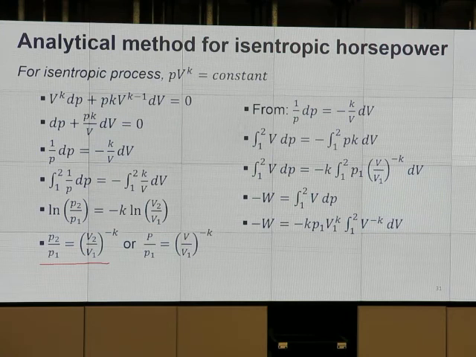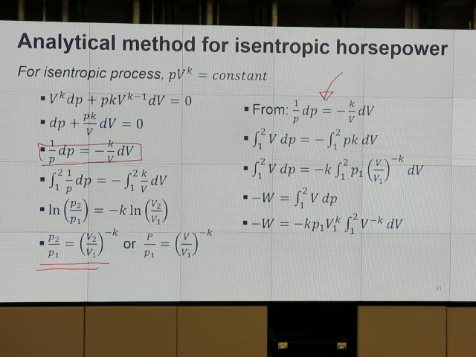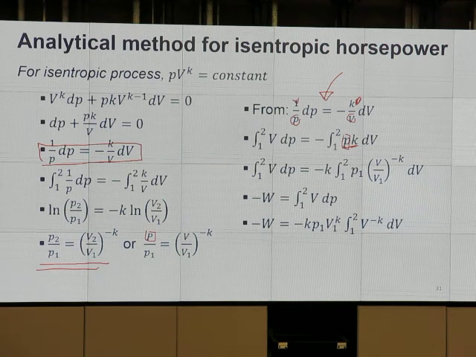After we have this relationship, we start again from this equation after we rearrange it. We integrate both sides, from 1 to 2. I move V over there, move P over there, and integrate from condition 1 to condition 2. And this time, you see this P to the K. So instead of writing P, I put P equal to P1 multiplied by that ratio.